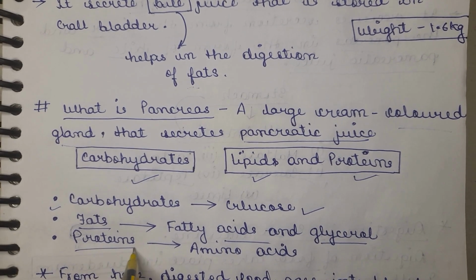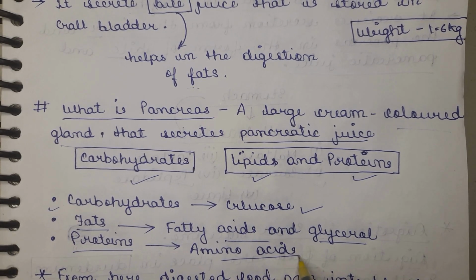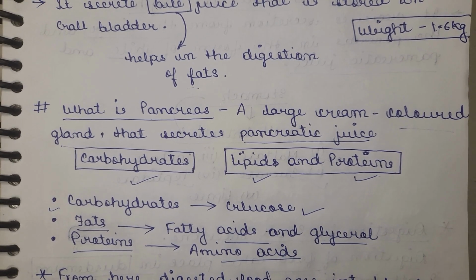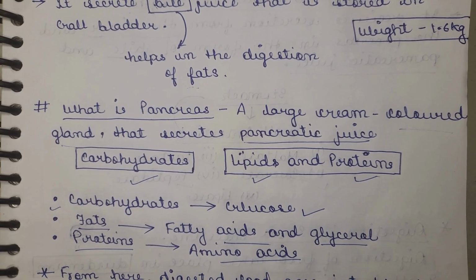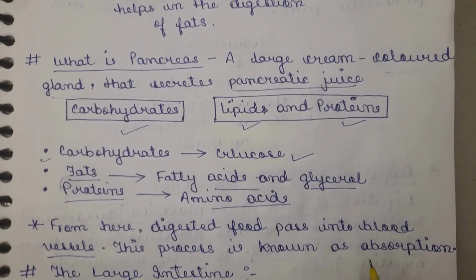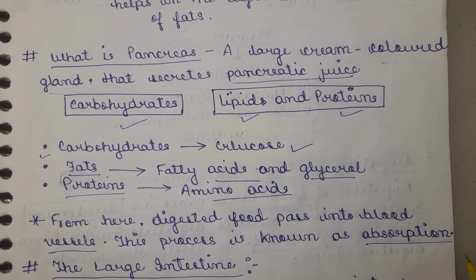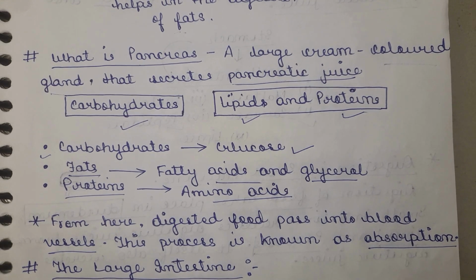Third one is protein. Proteins are broken down into amino acids. So what happens to the digested food from here? We all know that the nutrients from the digested food pass into the blood vessels already present in the walls of the small intestine. This process is known by the term absorption. Here we can say that the small intestine has special structures that aid in the absorption of the digested food.